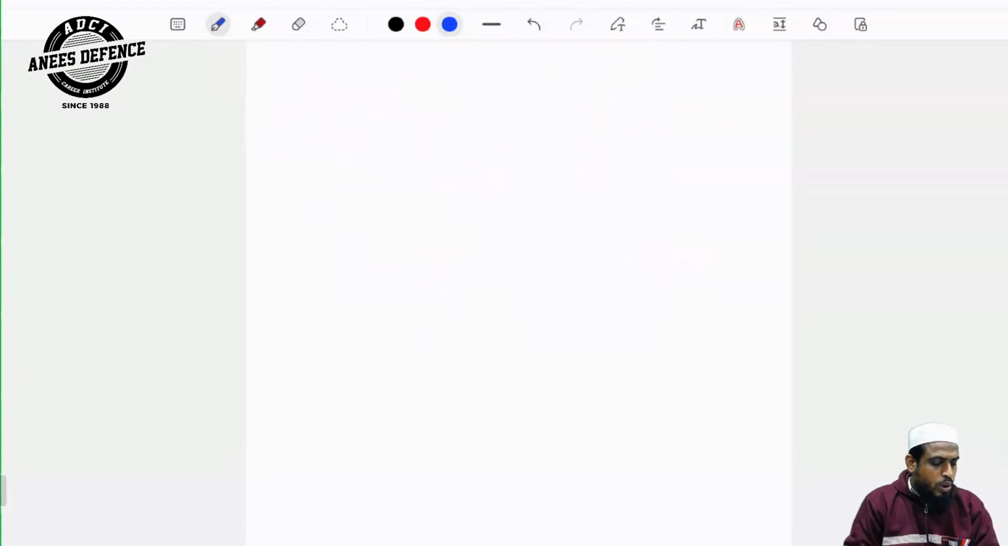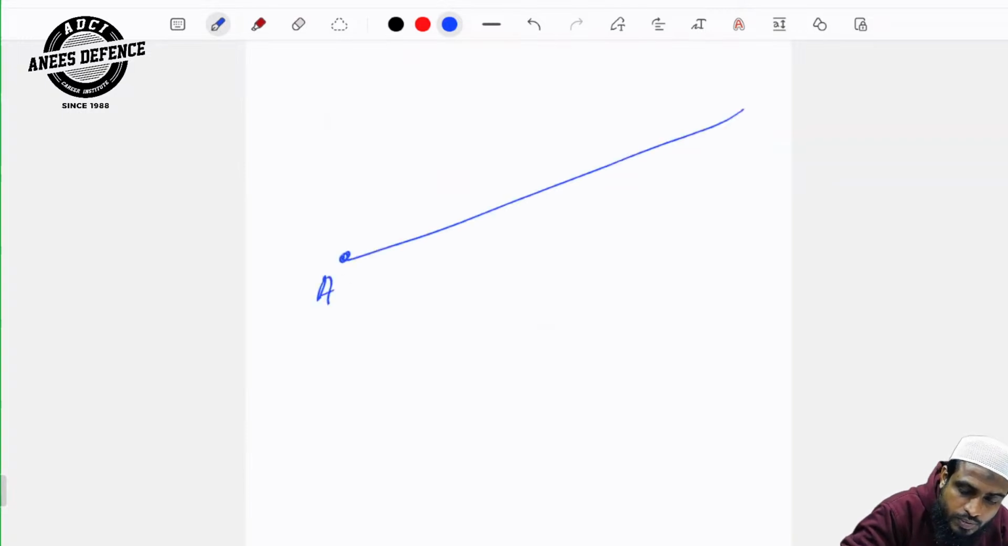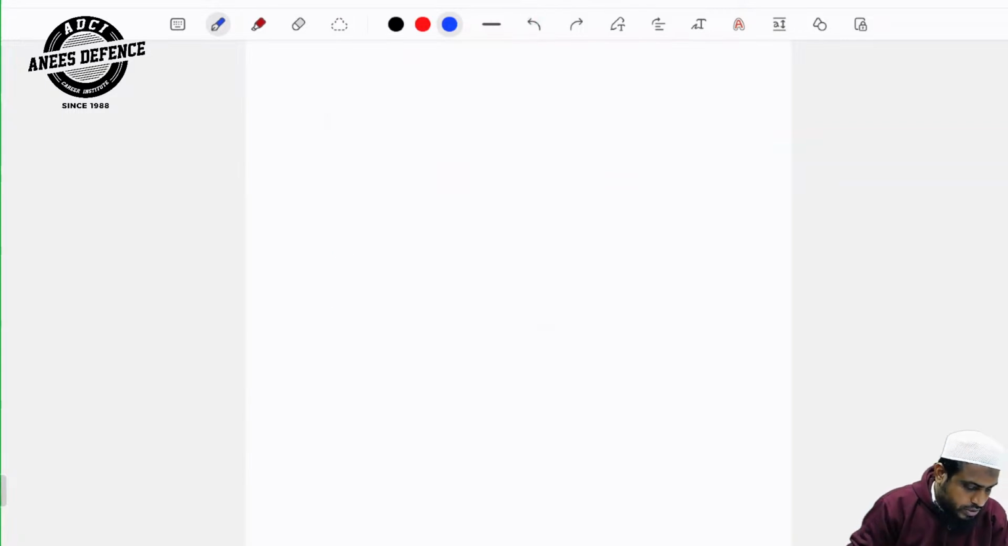Question number 12. A boat covers 24 kilometer upstream and 36 kilometer downstream in 6 hours. If it covers 36 kilometer upstream and 24 kilometer downstream in 6.5 hours, find the velocity of the current in both the directions.